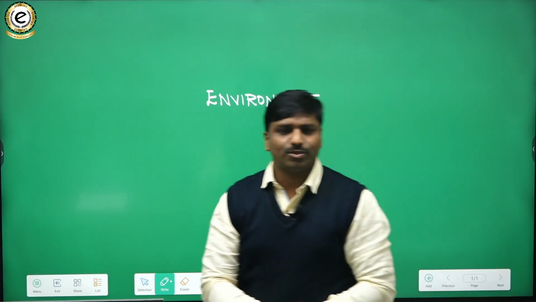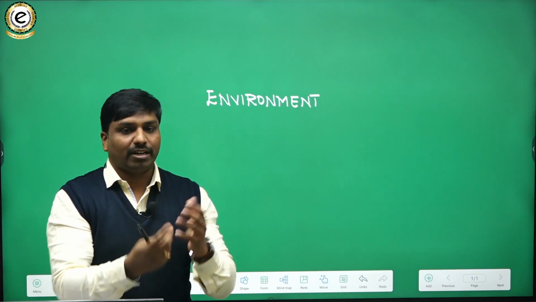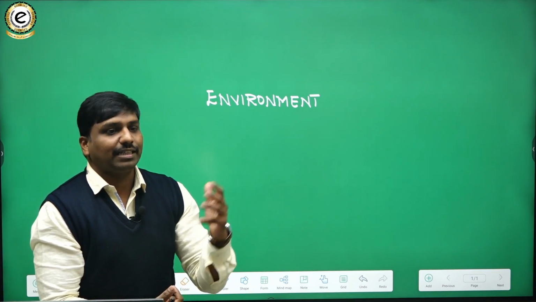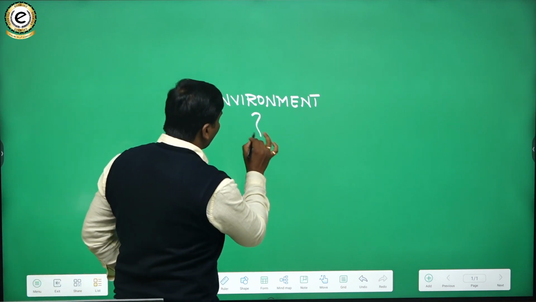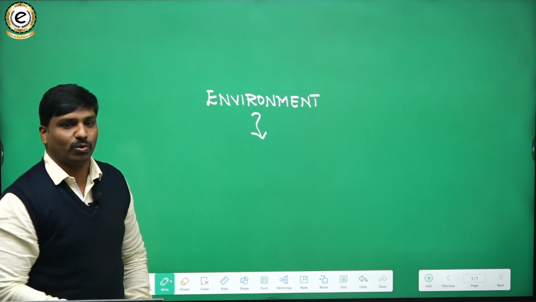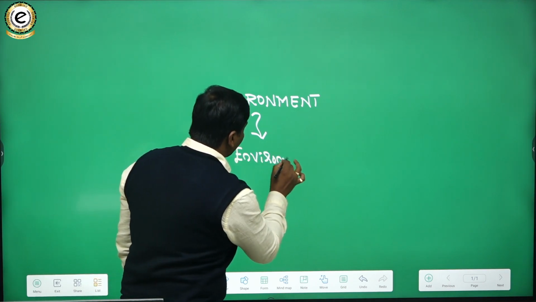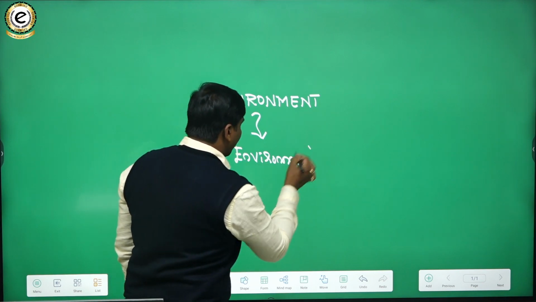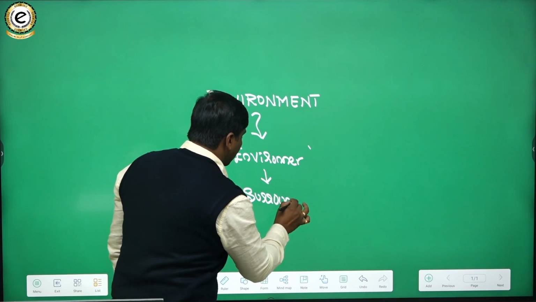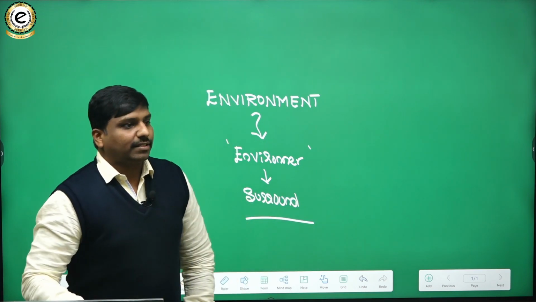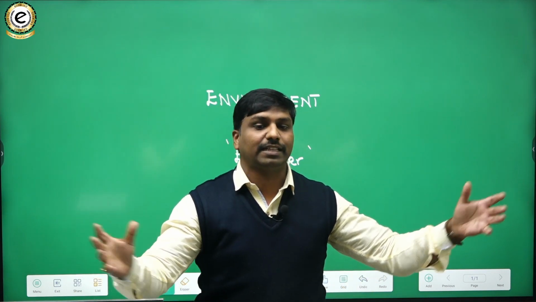In a very simple manner, environment is nothing but the surroundings of an organism. So anything that surrounds us is nothing but environment. The word environment has been derived from a French word, environner, which further refers to surround. So from this etymological perspective, we can say that anything that surrounds us is nothing but environment.